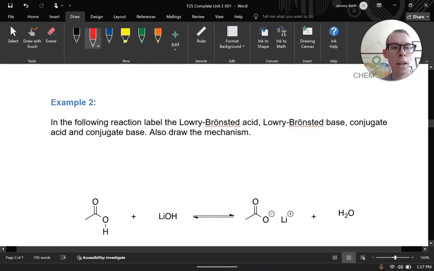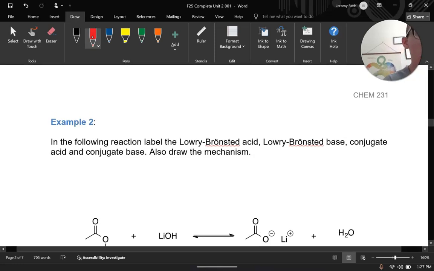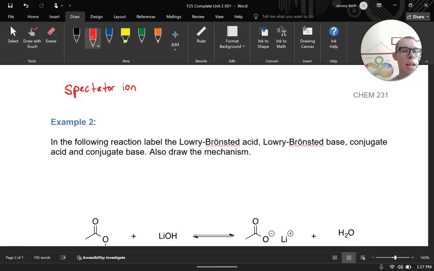Now, before there, I do want to mention one thing, which is going to revolve around the idea of spectators or a spectator ion. A spectator ion is going to be a cation, which is going to be our positive charge species, that is not going to participate in our reaction. And our most common spectators are going to be our group 1 and group 2 elements.